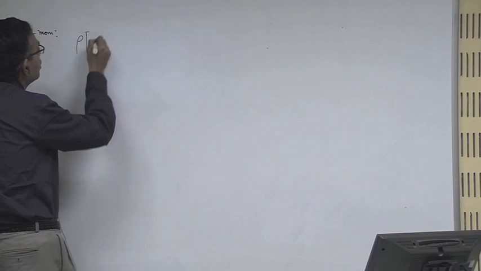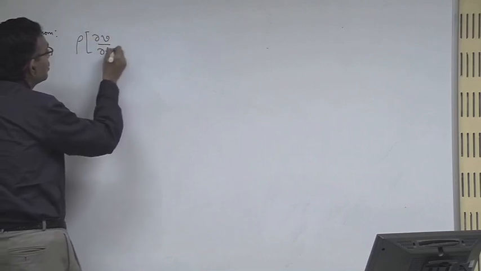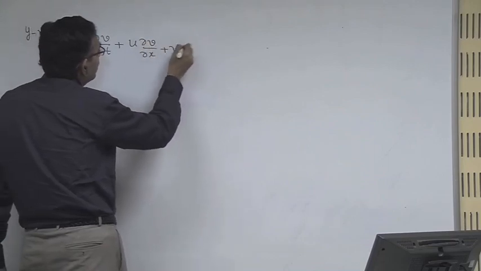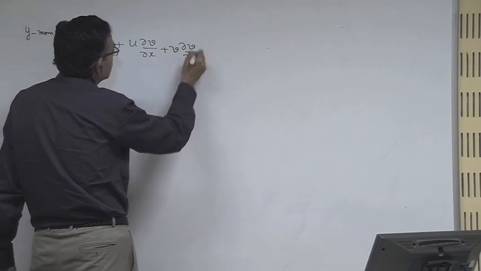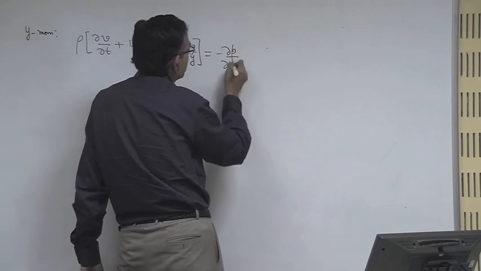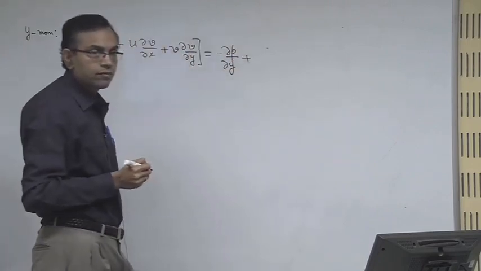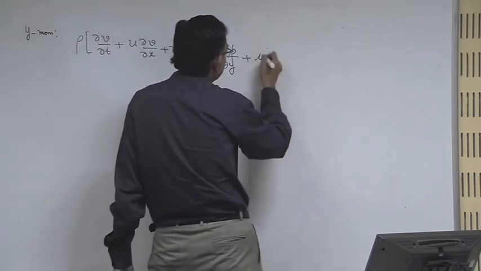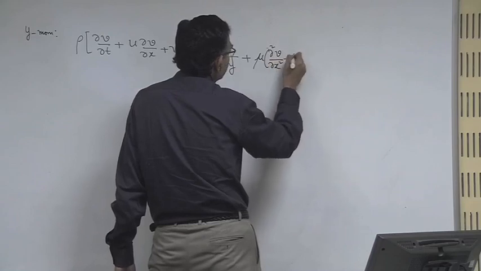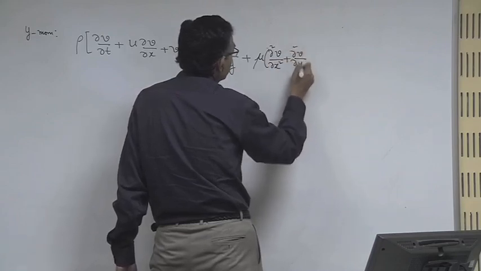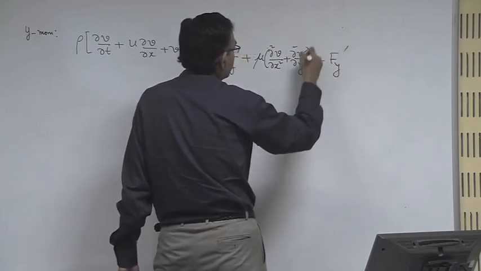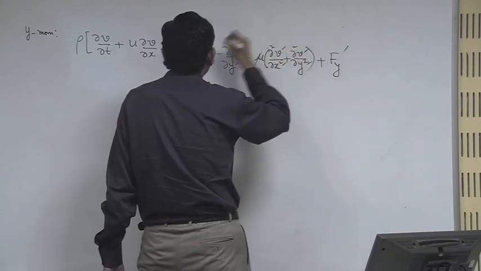Momentum: rho del v del t plus u del v del x plus v del v del y is equal to minus del p del y plus mu... We will add a dash to all the terms. This is the dimensional form.